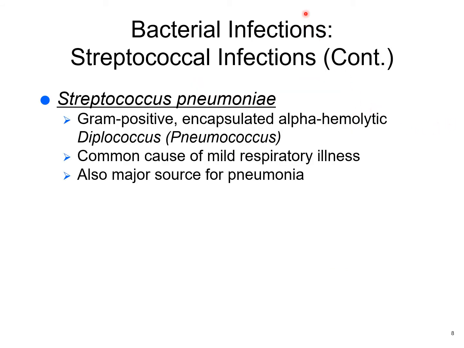Streptococcus pneumoniae is, of course, gram-positive. If it's strep, it's going to be gram-positive. It's a diplococcus, and it's also called pneumococcus. It's a common mild cause of respiratory illness, also a source for pneumonia though. So you could get a little small mild infection, or you could get pneumonia.